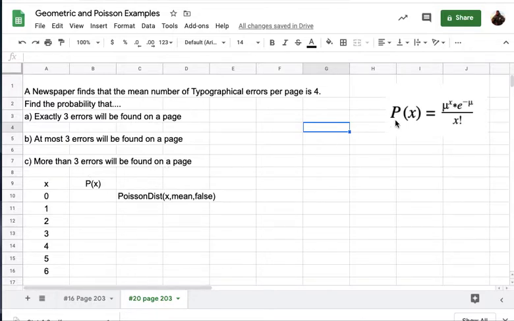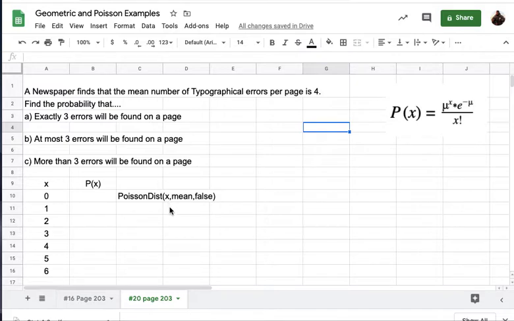Really, the equation for this, the probability of x is equal to mean to the x power times exponential base e to the negative mean, all divided by x factorial. That's great. We're not going to use it. The much easier way to do this with Google Sheets would be to use a function called the Poisson distribution.